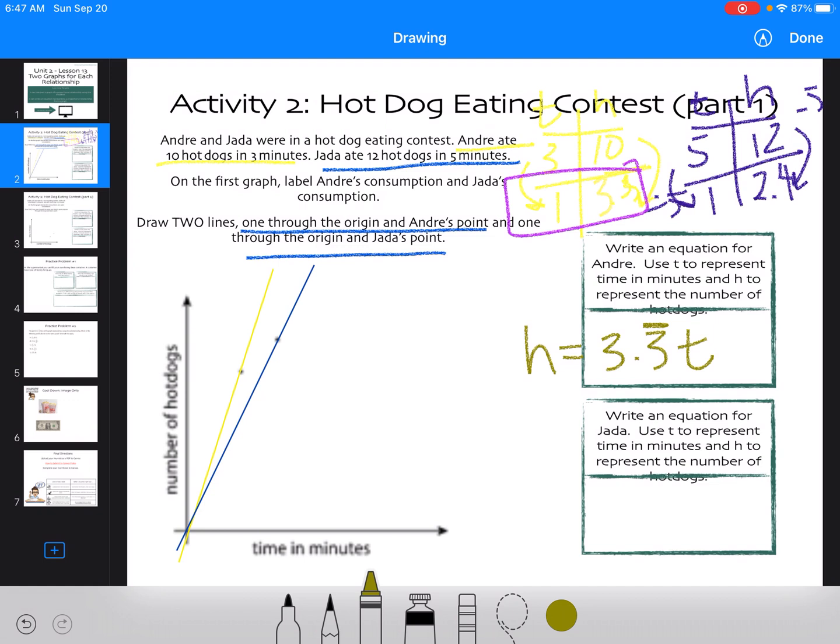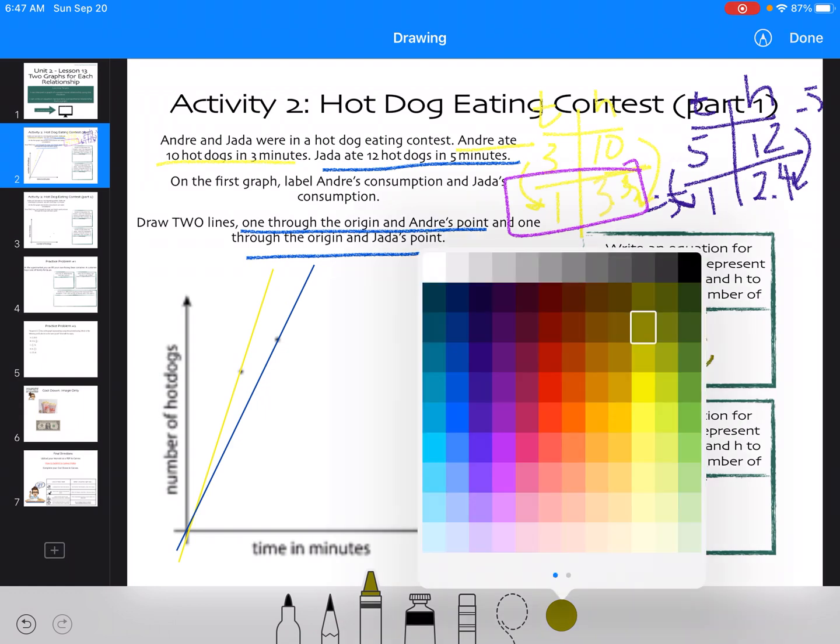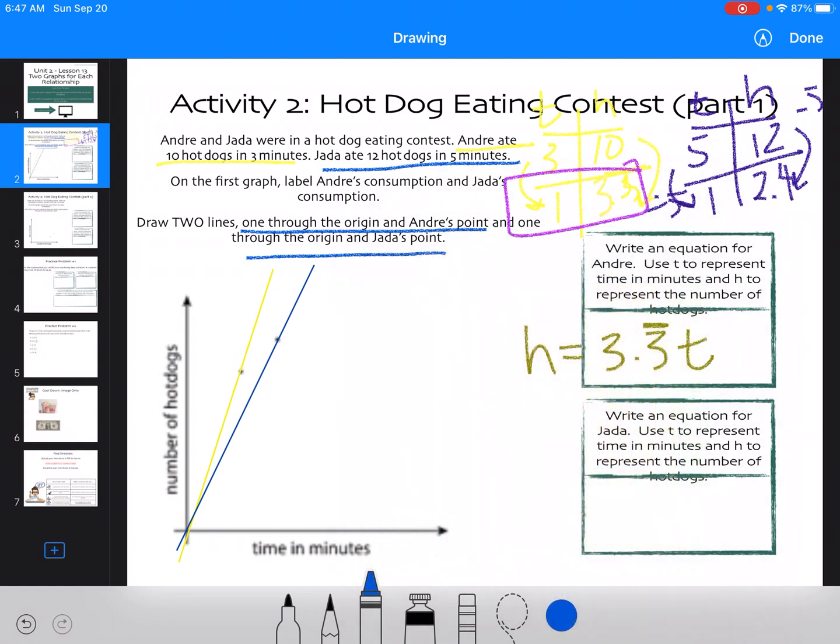Then they want us to write an equation to represent the number of hot dogs Jada's eating. So I know the hot dogs are equal to 2.4 times the amount of time.